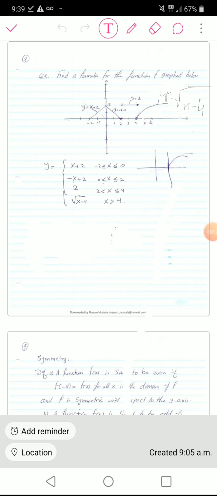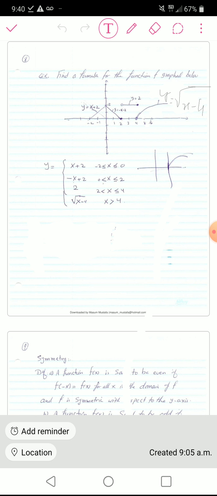Hello everyone, welcome to the third lecture of University Prep Calculus. In this lecture, we'll learn about a few more graphs, and we'll learn about odd and even functions, and we'll learn about increasing and decreasing functions. So let's get started with the graphs.